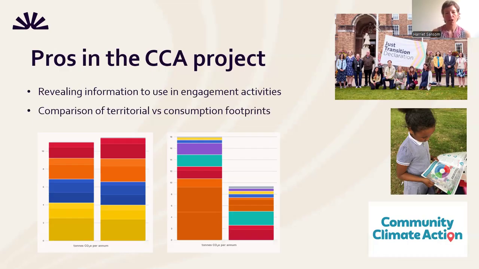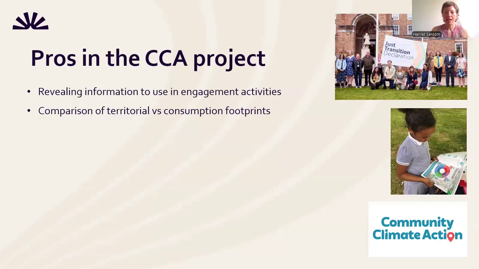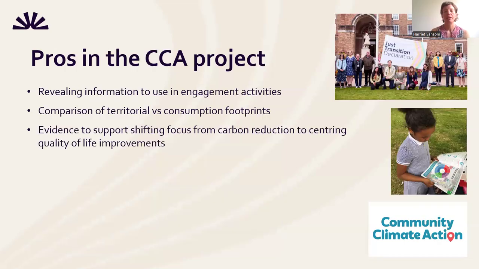So these graphs show one community where their consumption footprint, which is the two graphs on the left, is almost the Bristol average, still lower than the Bristol average, but almost the same, whereas their territorial footprint was much, much higher. And that was an interesting point of conversation. It resonated with their experience of living in that area. So it was good to have both those types of information.